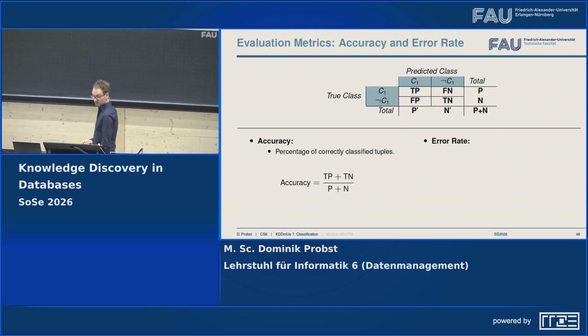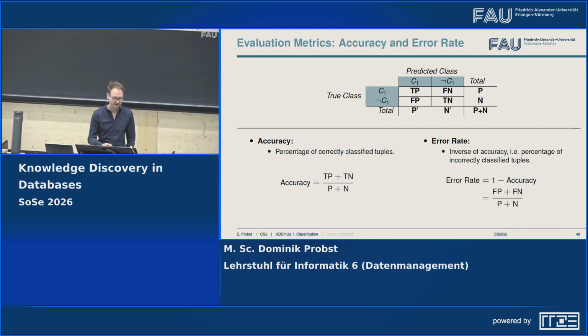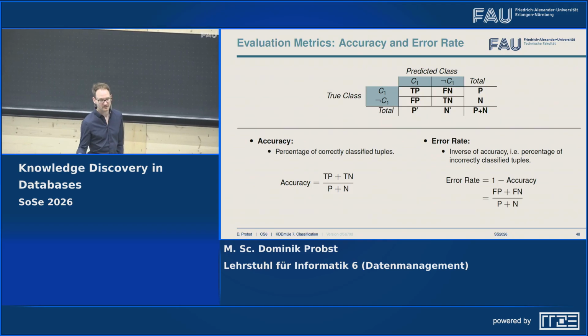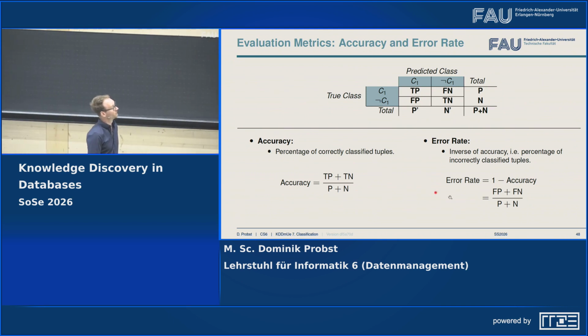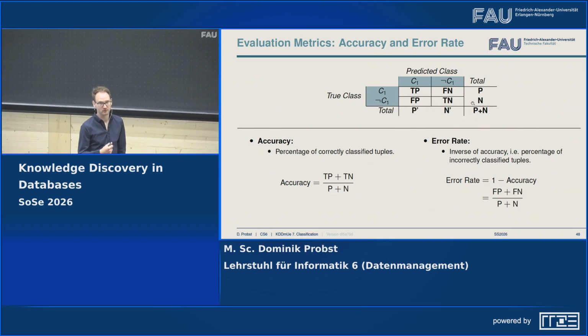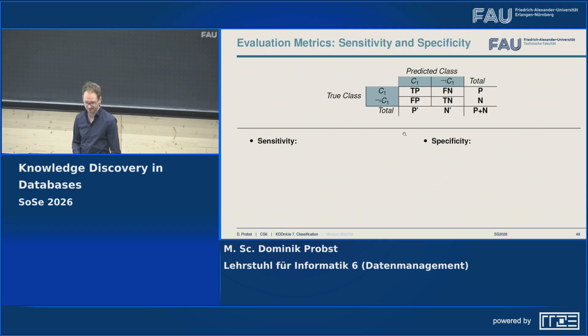Another rate which is often used is the error rate, which is basically the inverse of accuracy. So how often are we falsely predicting classes, which is 1 minus the accuracy, since it's the inverse, or basically the false positives plus the false negatives divided through the total tuples. Most often accuracy is used, sometimes error rate is used.